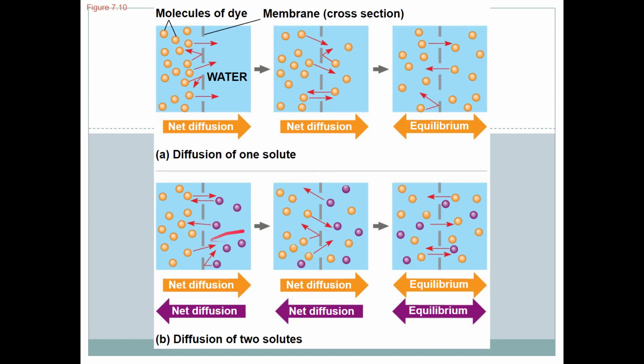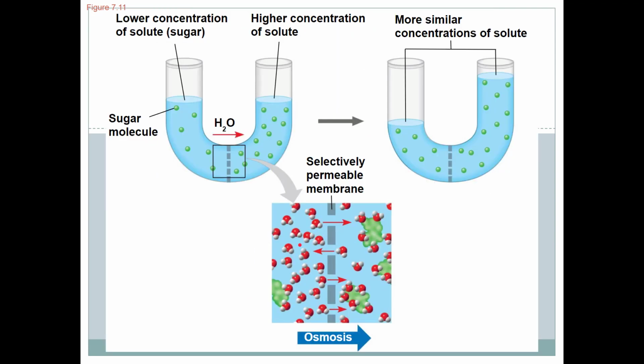Same thing would happen if you had more than one kind of dye. You have a few purple dye molecules on this side and more yellow on this side. Eventually they spread out and you have equal concentrations of the yellow dye on each side of the membrane, as well as fairly equal concentrations of the purple dye on each side of the membrane. But that's not really what we're measuring in this lab.